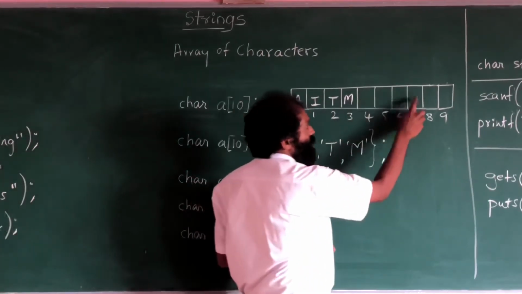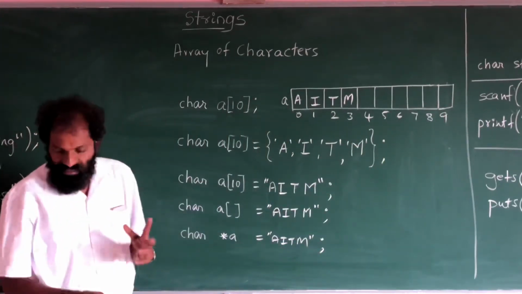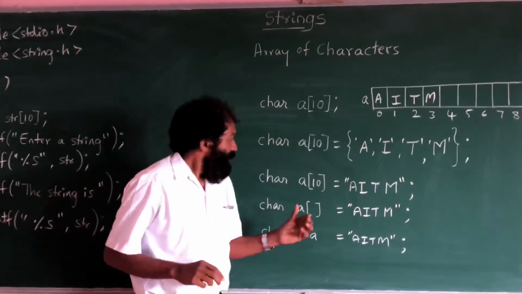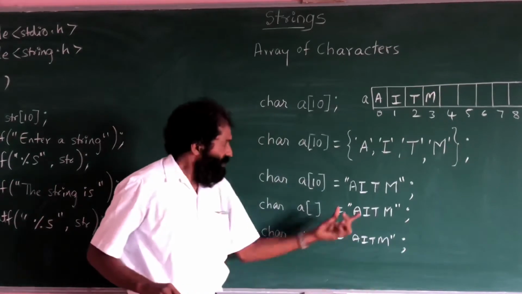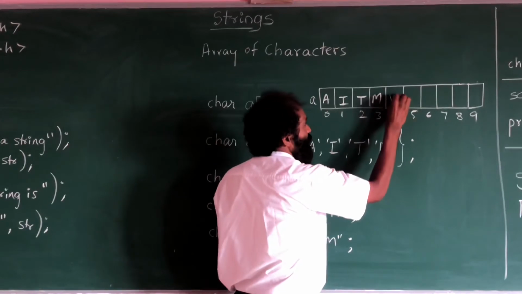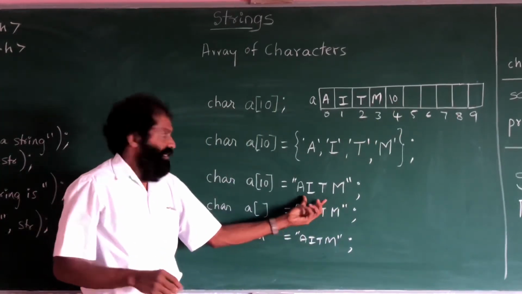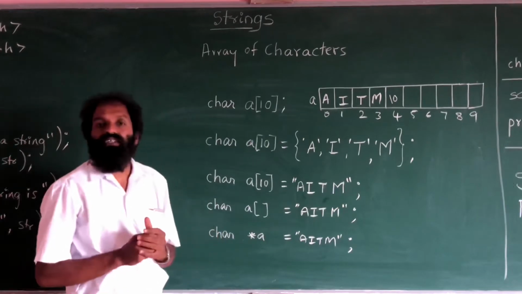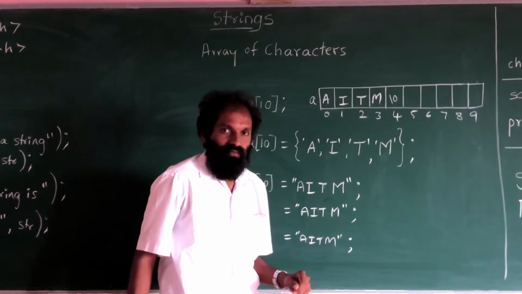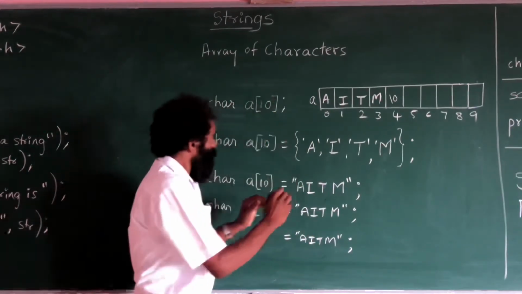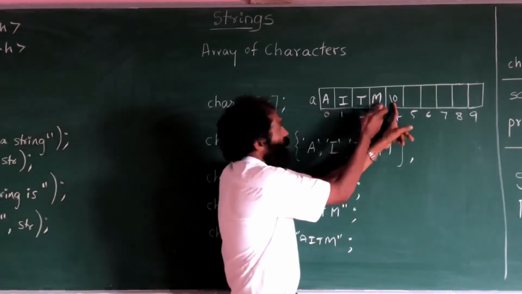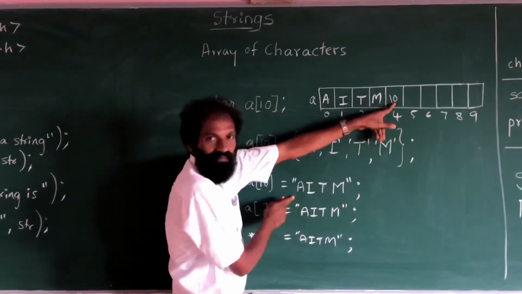So all the remaining boxes will be wasted. It means they store some garbage values. In the second line, same thing, but it takes a null character at the end. Here there is a double quote, that is why it automatically takes the null character. At the end, the null character means whatever is stored before it is a string.